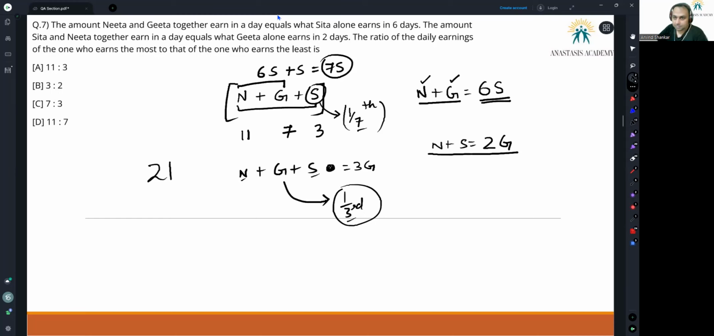Finally, the question is asking me the ratio of the daily earnings of the one who earns the most to that of the one who earns the least, which is 11:3. Option A. Yo, if you pay attention, this question can be done mentally वाला हालत है, इतना लिखित का काम चलता नहीं. इट इज एज गुड एज, आई डोंट नो इफ यू हैव सीन दिस क्वेश्चन.